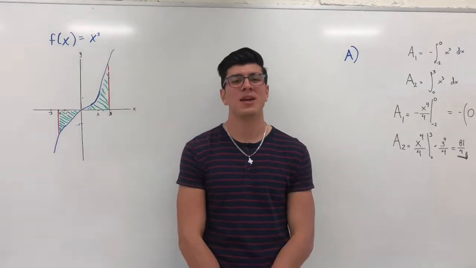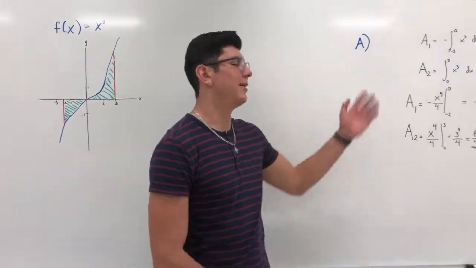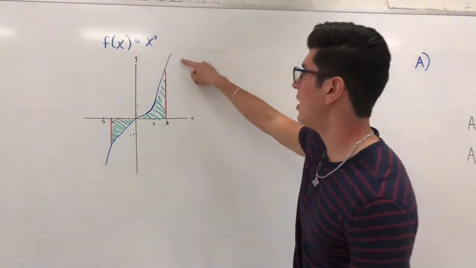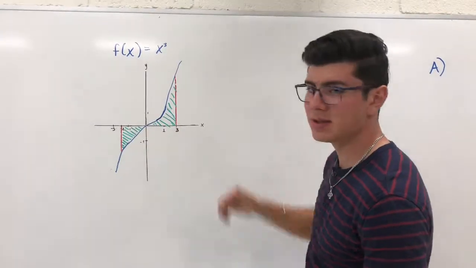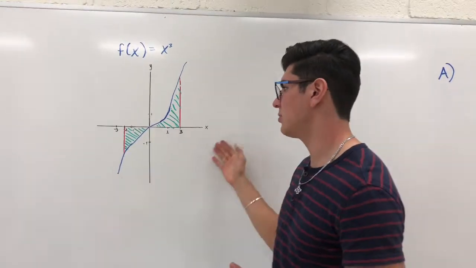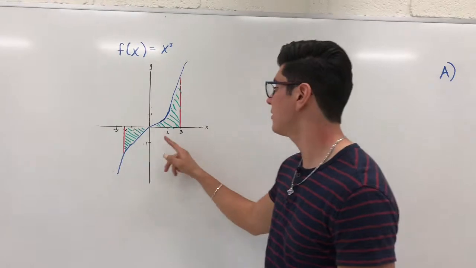My name is Oliver Swain, and I'm going to explain problem A. First of all, this is our function x cubed, and we need to know the area under the function with limits from -2 to 3.